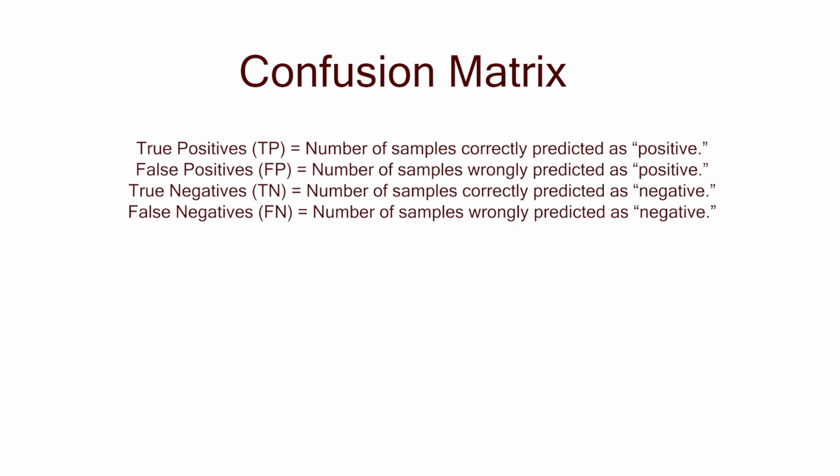A confusion matrix represents the predictive performance of a model on a dataset. For a binary class dataset, which consists of, suppose, positive and negative classes, a confusion matrix has four essential components. True positives, TP, which is the number of samples correctly predicted as positive. False positives, FP, which is the number of samples wrongly predicted as positive. True negatives, TN, which is the number of samples correctly predicted as negative. False negatives, FN, which is the number of samples wrongly predicted as negative.